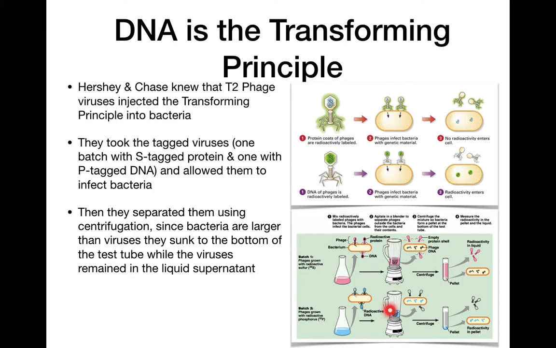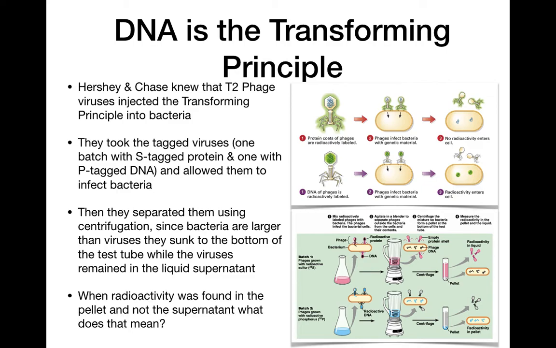So they use a centrifuge, the spinning technique, to separate things based on their density. Because bacteria are bigger than viruses, the bacteria sank to the bottom of the test tube and viruses remained above in what's called a supernatant. So we look here, the bottom part here, the pellet, is the bacterium, and the liquid at top is the liquid with the virus inside of it. They found radioactivity in the pellet and not in the supernatant. What does that tell you?